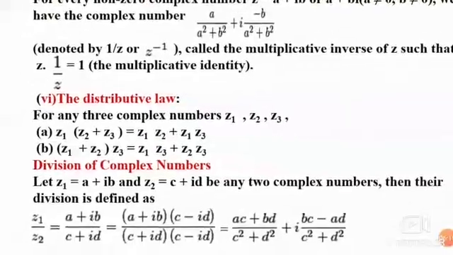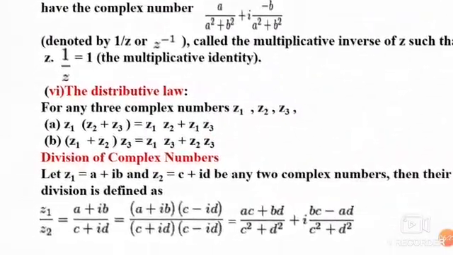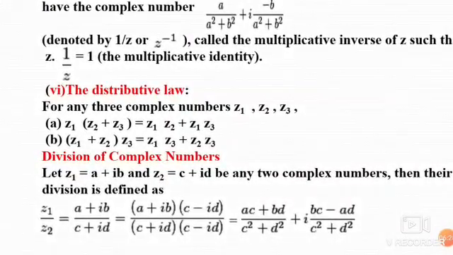What about the distributive law? For any three complex numbers z1, z2, z3, z1 into (z2 plus z3) equals z1 z2 plus z1 z3. This you have already learned. (z1 plus z2) into z3 equals z1 z3 plus z2 z3.